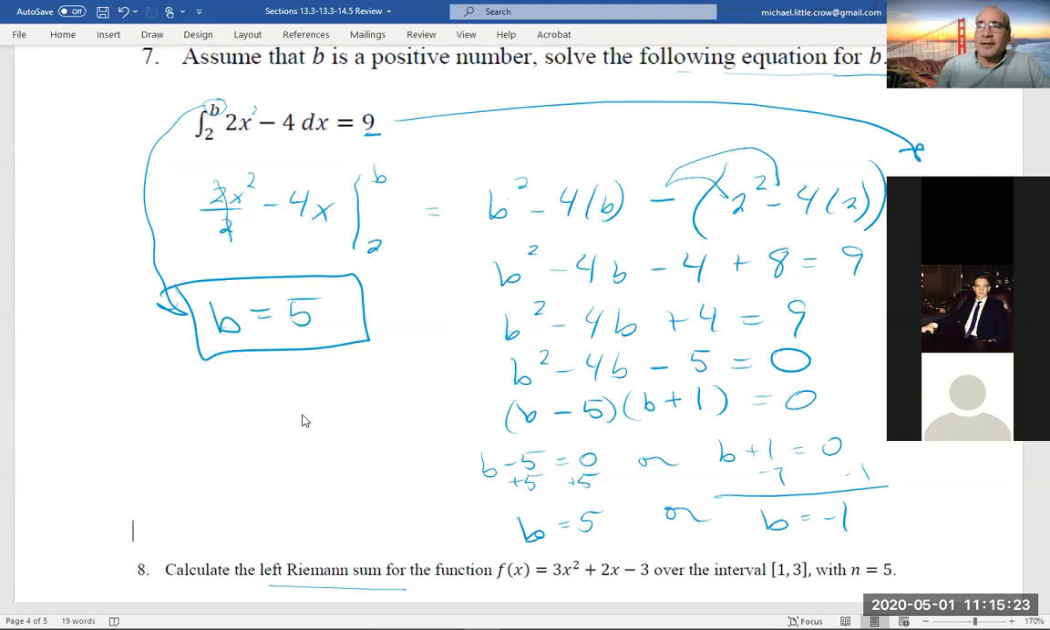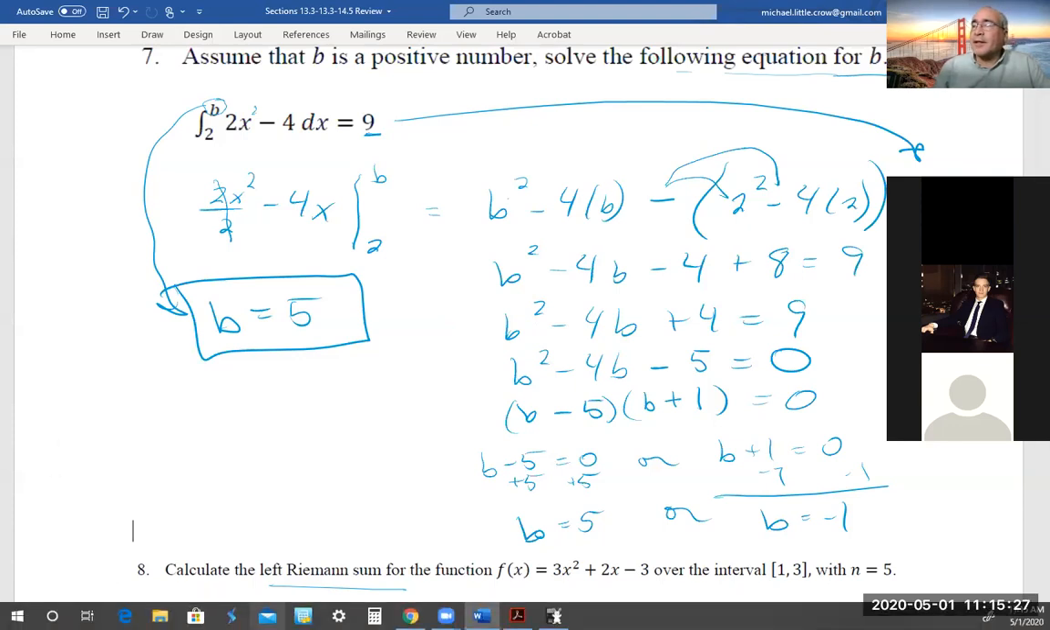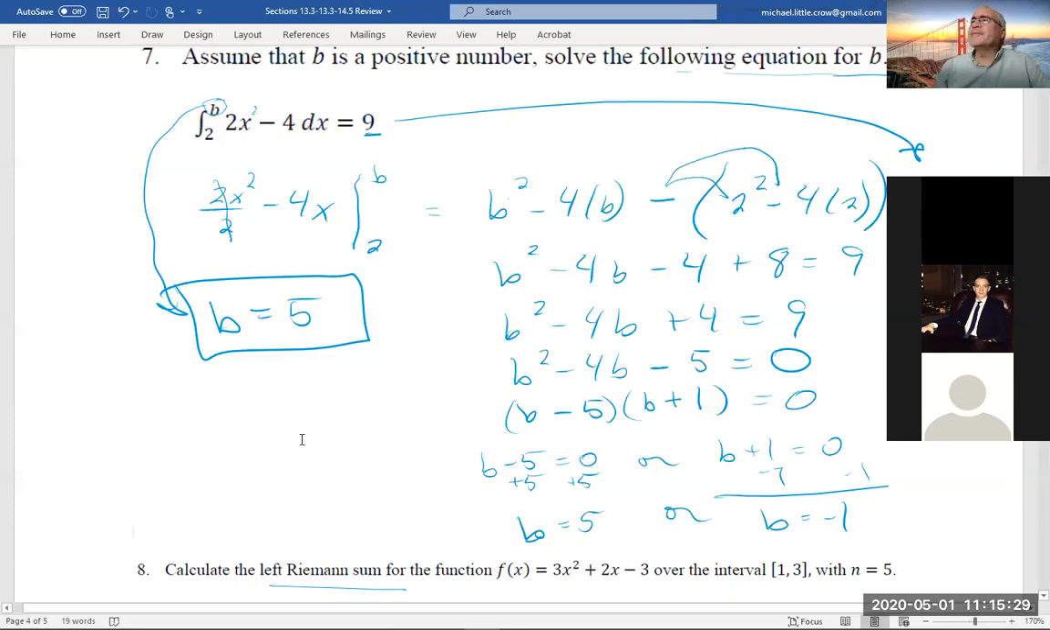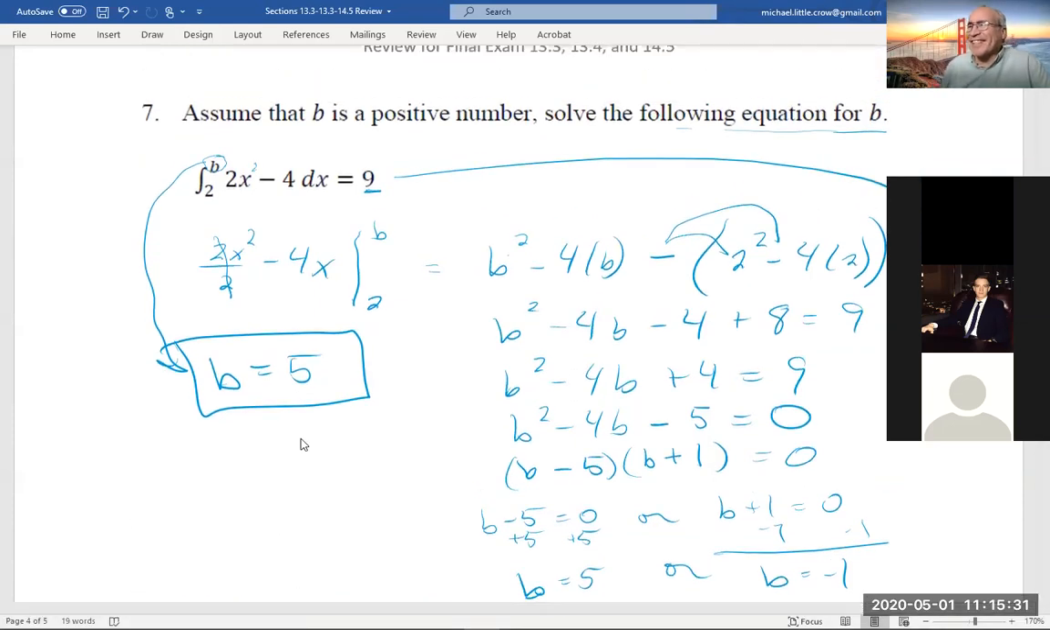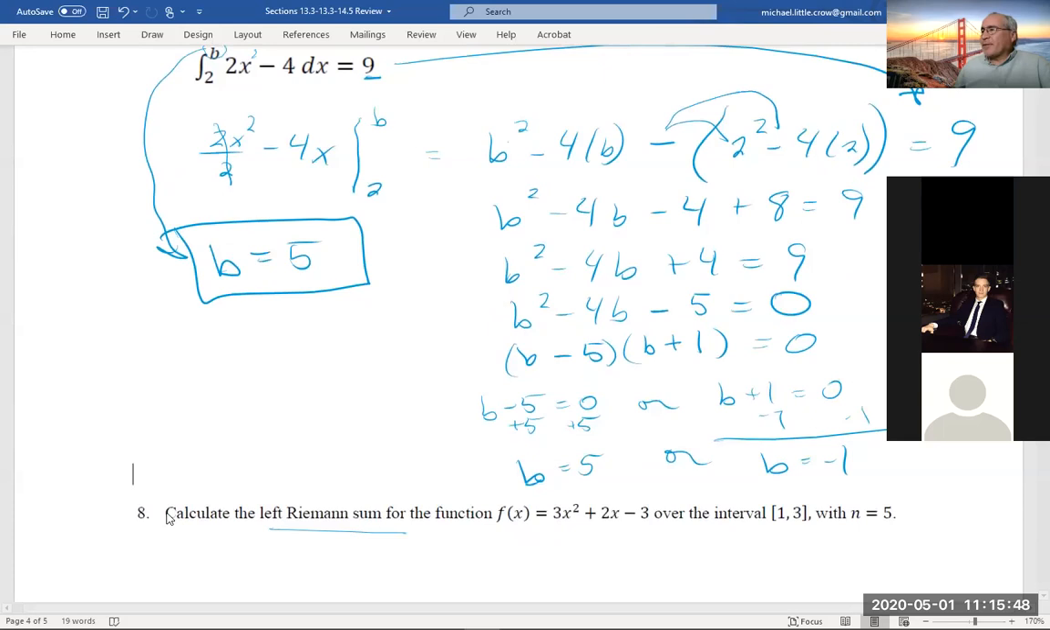Professor, it says in the question, assume that B is a positive number. Oh yeah, read the question. So that also helps, but if you miss that part like I did, you know that the upper limit has to be larger than the lower limit. But thank you. Either way, it allows us to not have to worry about this one. Good, thank you.